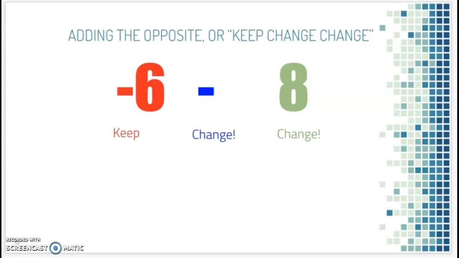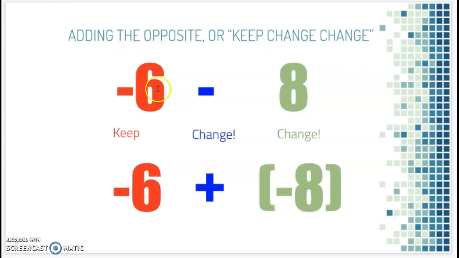All right, let's think about this one. Keep, change, change. We're going to keep the sign of the first number, so keep negative 6. Change subtraction to addition. And this 8, even though there's not a positive symbol in front of it, we know that it's positive. So if we keep, change, change, it turns into negative 6 plus negative 8. And now we have something that we can plot on a number line to find our answer.